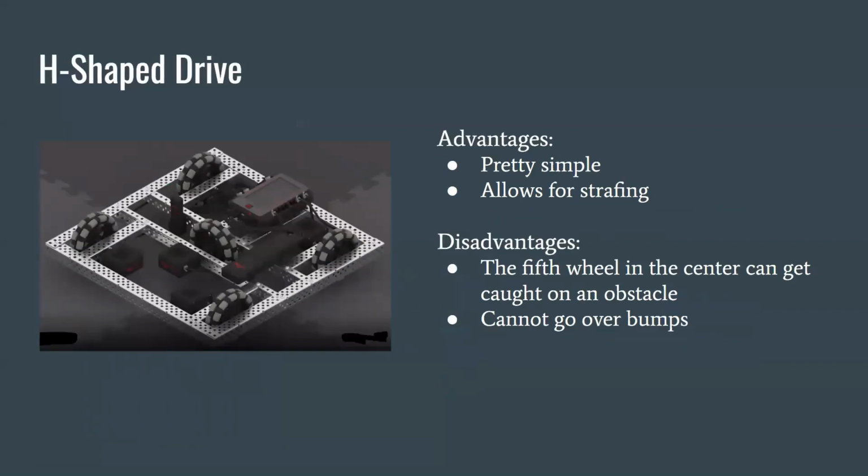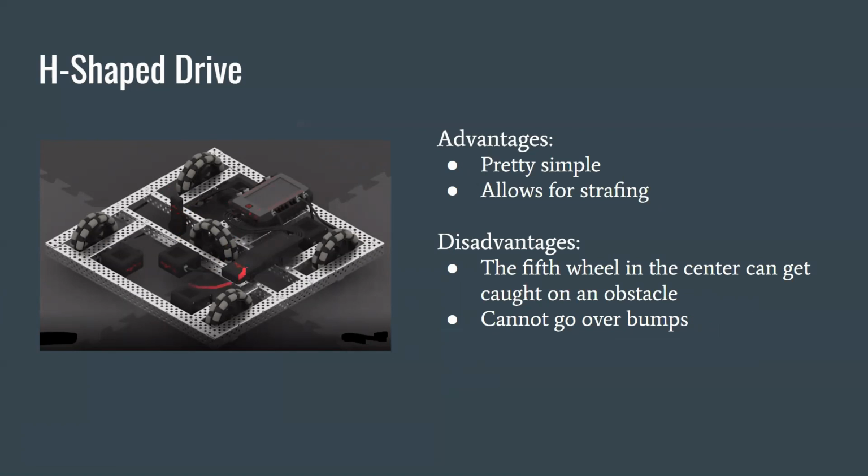So this is an H-shaped drive. The H-shaped drive has 4 wheels that face forward, and what's unique about it is that it has this 5th wheel in the middle that faces sideways. So this allows for strafing, but it also doesn't make the code too complex.